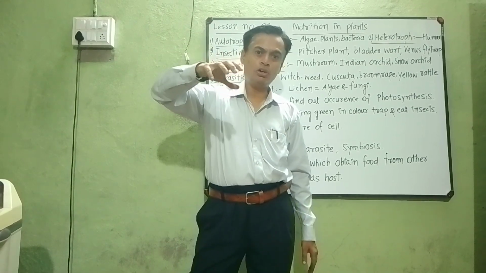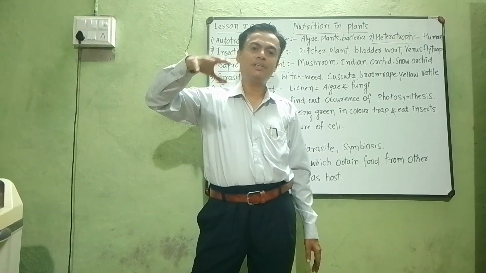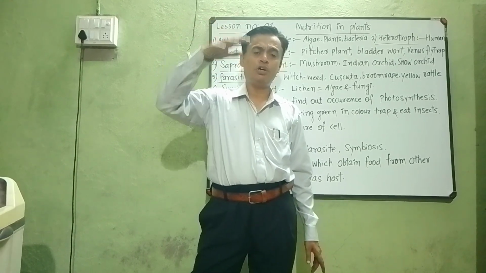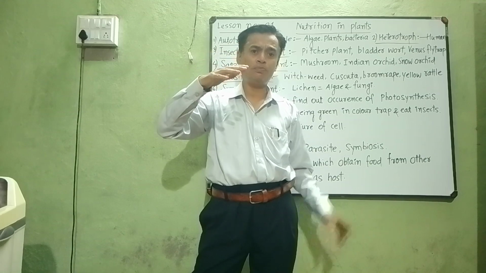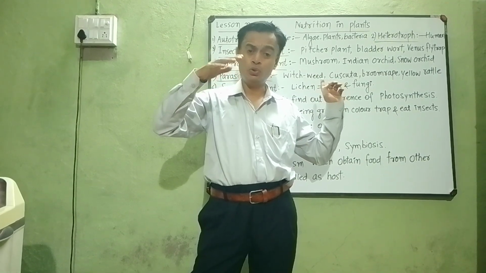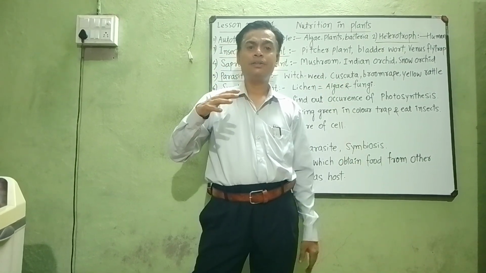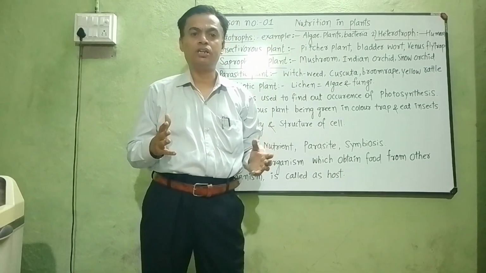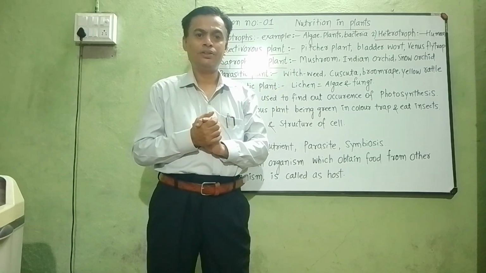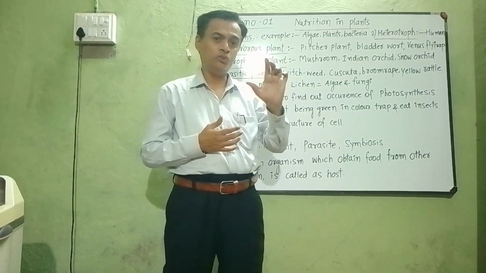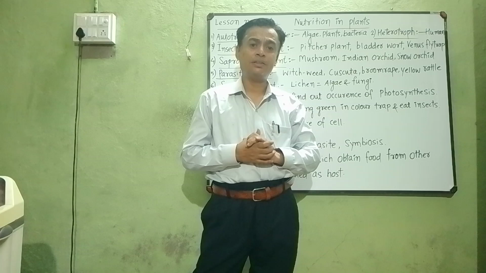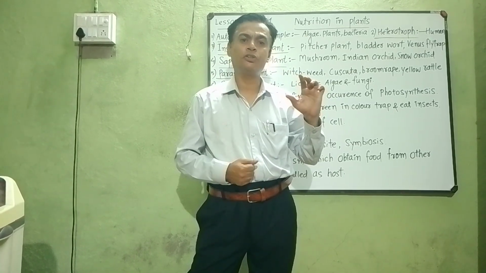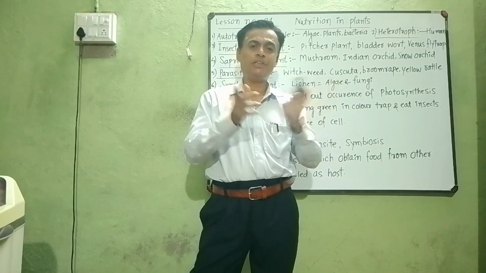Inside this root nodule, one bacteria is living. The name of the bacteria is Rhizobium. Rhizobium is living in symbiotic association inside the roots of the leguminous plant, and this Rhizobium fixes atmospheric nitrogen and converts this nitrogen into nitrates. So Rhizobium lives in root nodules of the leguminous plant. This Rhizobium is living symbiotically with the roots of the leguminous plant. Means there is a symbiotic association.